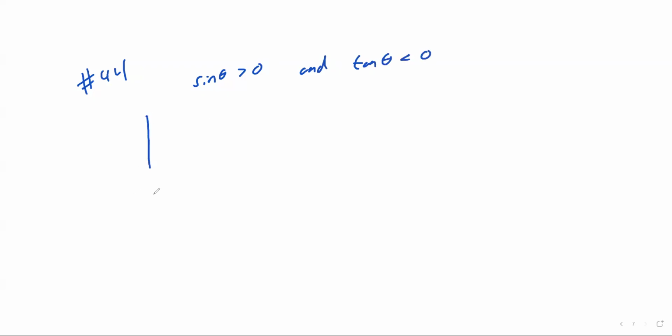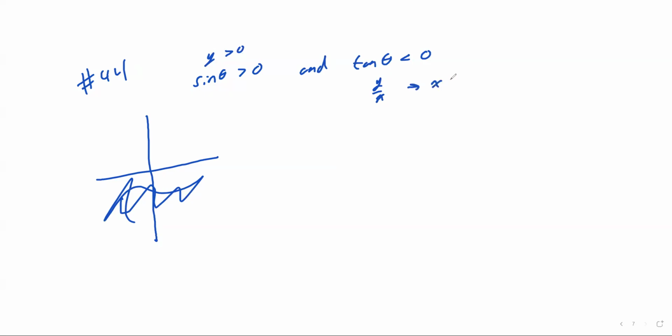All right, so what we need to know, sin θ is like my y. So y is greater than 0. So that tells me I have to be in the first two quadrants. Now, tan is less than 0. You need to know that tan is the same thing as y over x. And if it's less than 0, one of those has to be a negative. But since y is positive, that would then mean that x is less than 0. So then that tells me I'm now in the second quadrant.